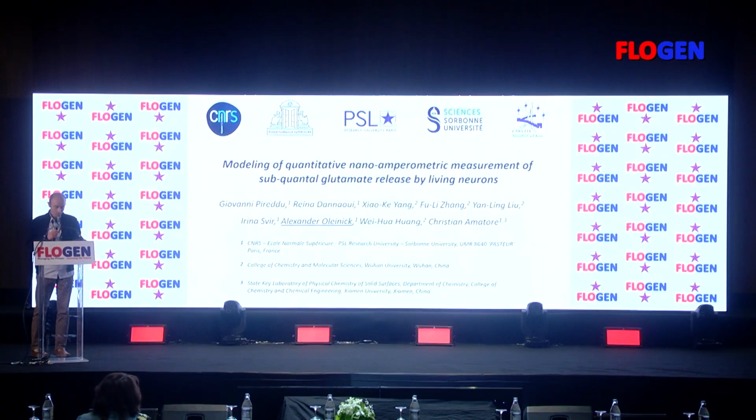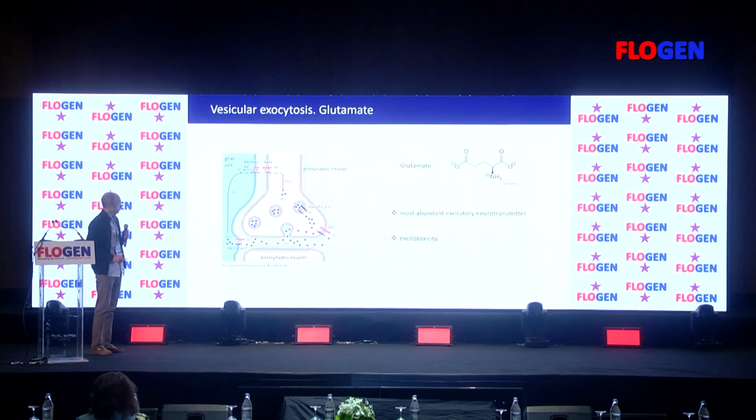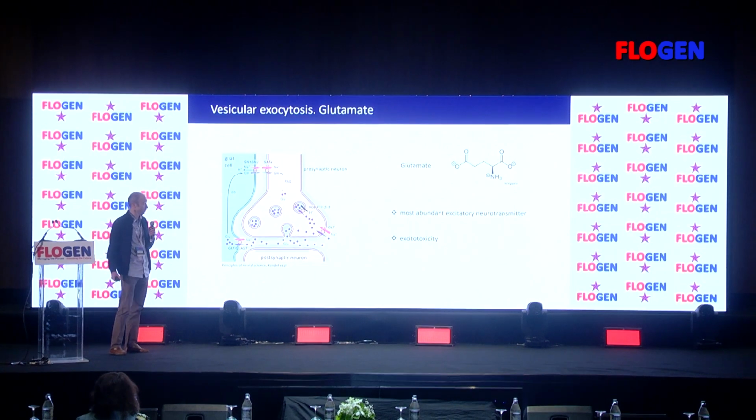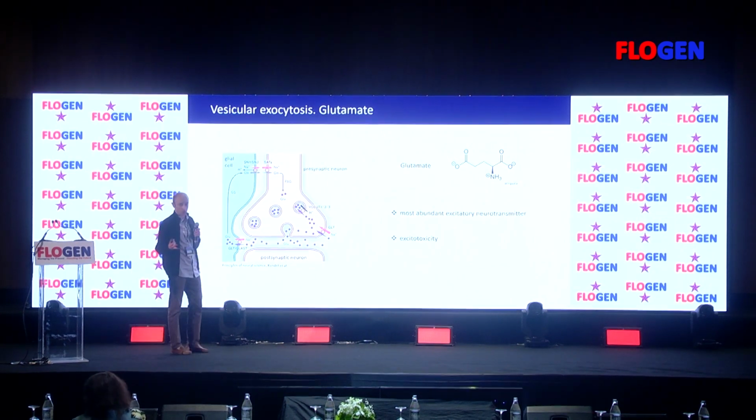The title of my talk is Modeling of nano-amperometric measurement of sub-quantal glutamate release by living neurons. As follows from the title, here we're interested in the release of glutamate. Glutamate is the most abundant neurotransmitter in the mammalian nervous system. Another important property of glutamate, which is apparent for this symposium, is that glutamate is involved in excitotoxicity.